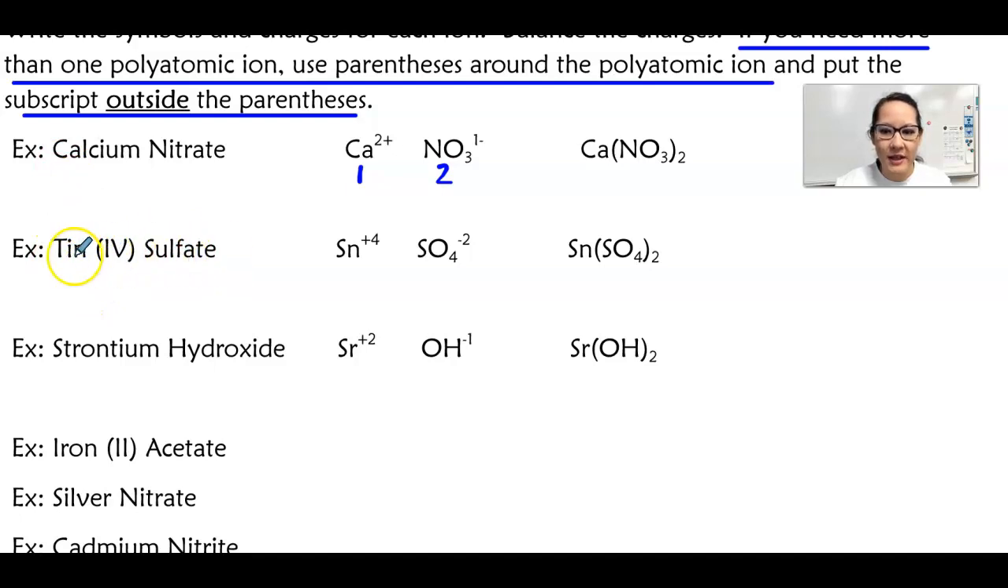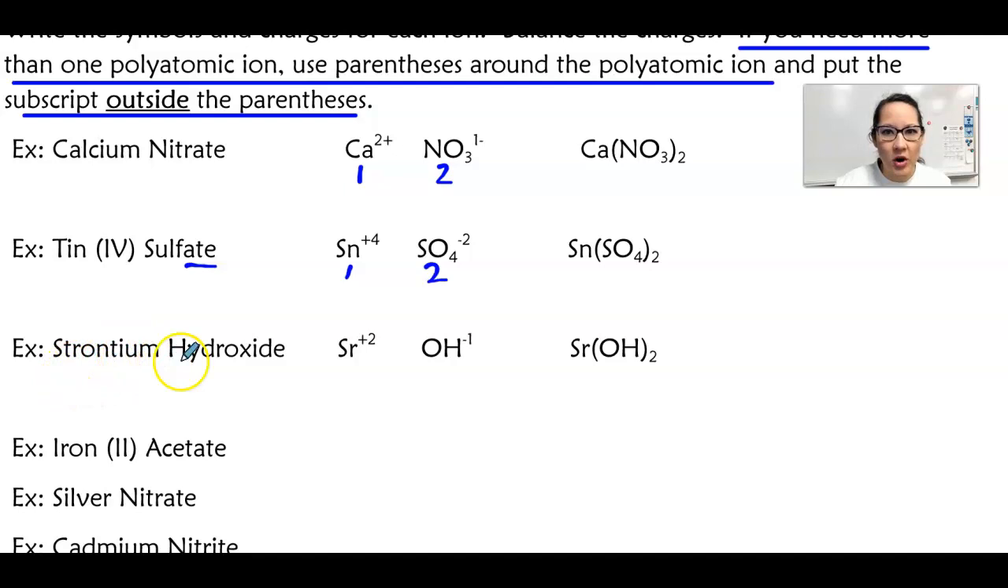Tin(IV) sulfate. The Roman numeral 4 tells you the charge, so that's Sn with a +4 charge. Sulfate, because it ends in -ate, that's how we know it's a polyatomic ion. It is SO4 and has a -2 charge. To balance the charges, it's going to take 2 -2s to balance that +4. So I'm going to need 1 tin and 2 sulfates. Because I need more than 1 sulfate, which is a polyatomic ion, I'm going to have to put it in parentheses and put the 2 on the outside of the parentheses.